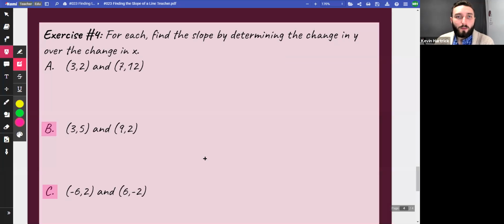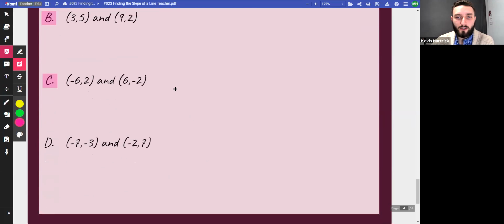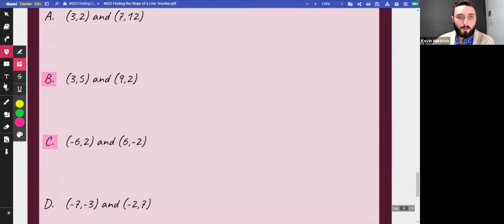All right, let's practice a couple more of these, put this all together with the slope formula here. So exercise number 4, for each, find the slope by determining the change in y over the change in x. I'm going to do B and C with you guys together here, and then you guys are going to try A and D on your own. So let's look at B.